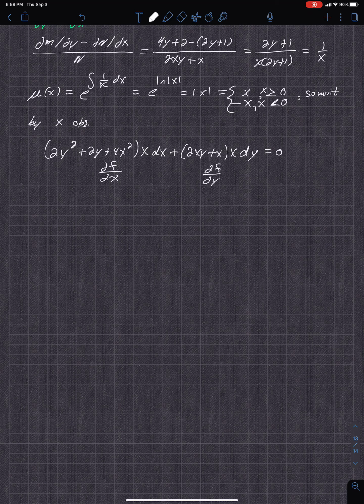So we integrate just like we normally do. Now it is exact. You don't have to show that it's exact, right? You can just do it. So we're integrating this function, 2xy squared plus 2xy plus 4x cubed dx, and you get x squared y squared plus x squared y plus x to the fourth plus some function of y.